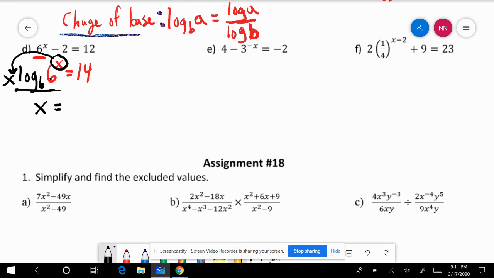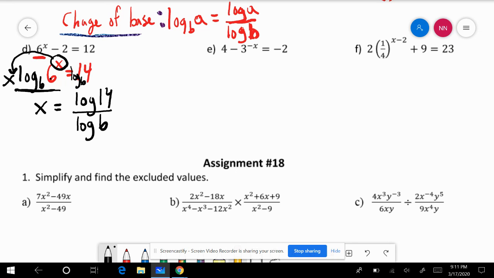Now, whatever we do on one side of the equation, we have to do the same thing on the other, so we have to take the log base 6 on the other side. Meaning that when we use the change of base formula, we have log of 14 divided by log of 6.